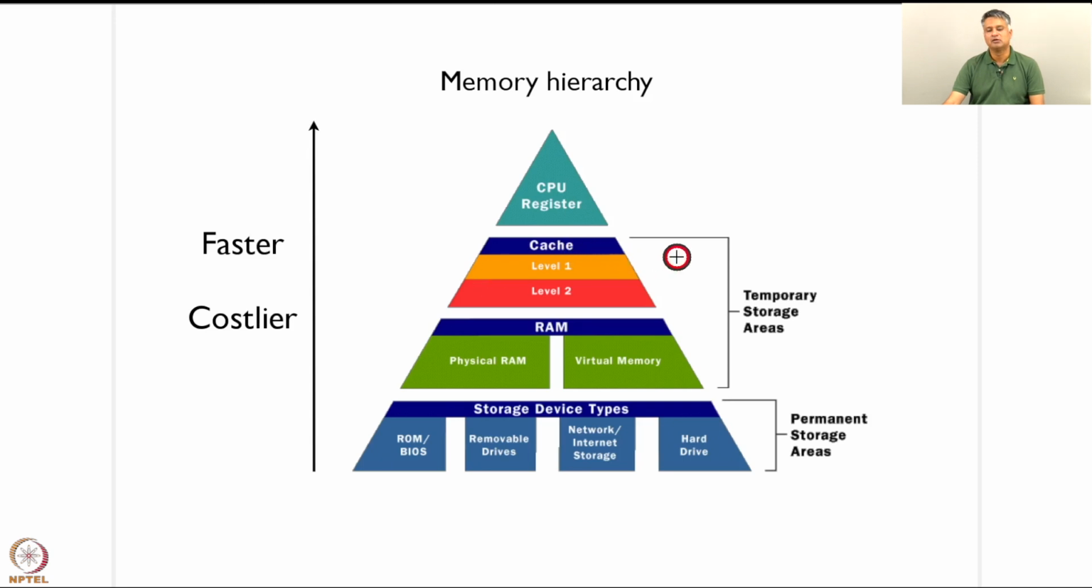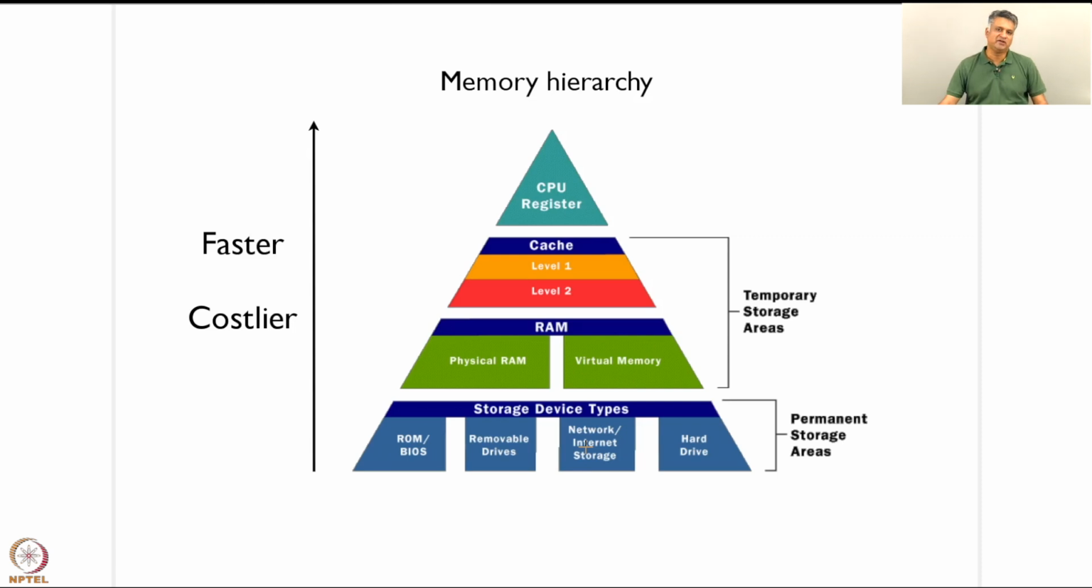Now, if we run out of temporary storage areas, we can move also into permanent storage areas, which are basically read-only memories or BIOSes, but these are very special cases of memory where very, very small system-specific programs are stored. But then we have removable drives like floppy disks, USB drives, and so on. We have network, internet, and cloud storage, and we also have the ubiquitous hard drive or the solid-state drives. Now, these permanent storage areas provide much larger storage capacity, but obviously they are much slower.